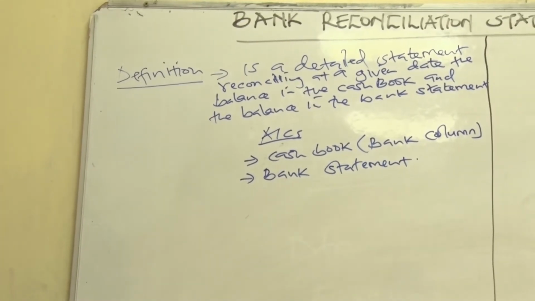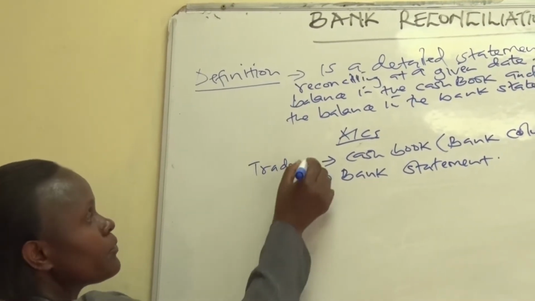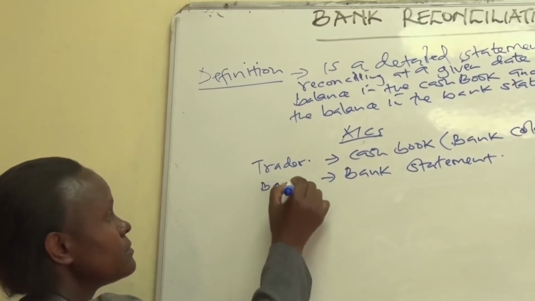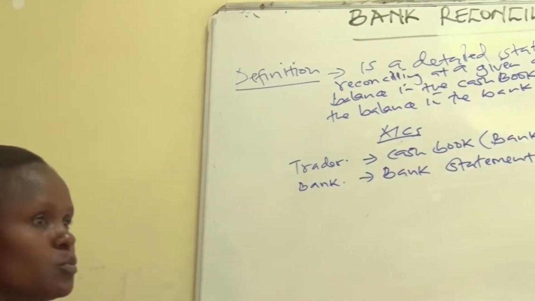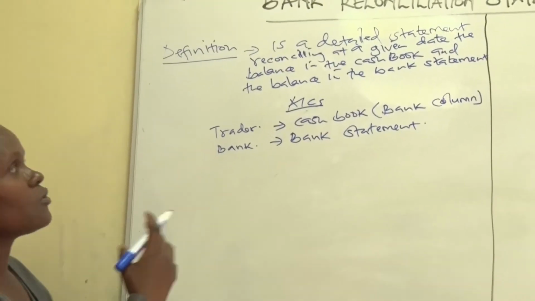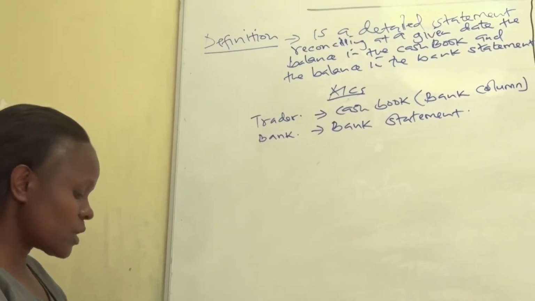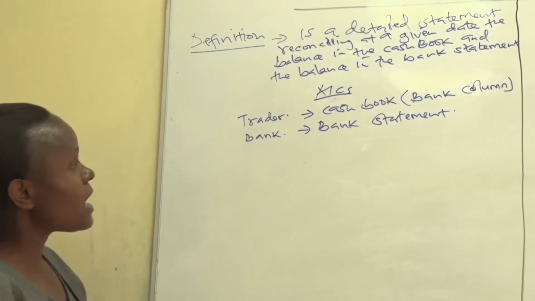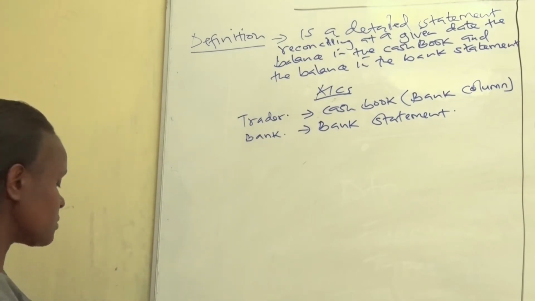The cash book affects the trader, and the bank statement is prepared by the bank. So we have two books which are prepared in order to get the items to use in reconciling the two accounts. I want us to look at the transactions which take place between the bank and the bank customer, who is the trader.